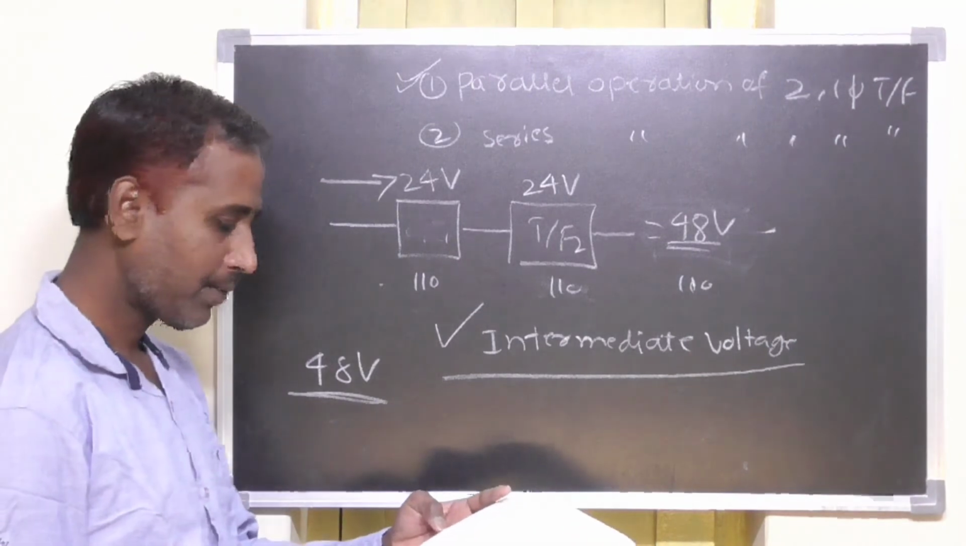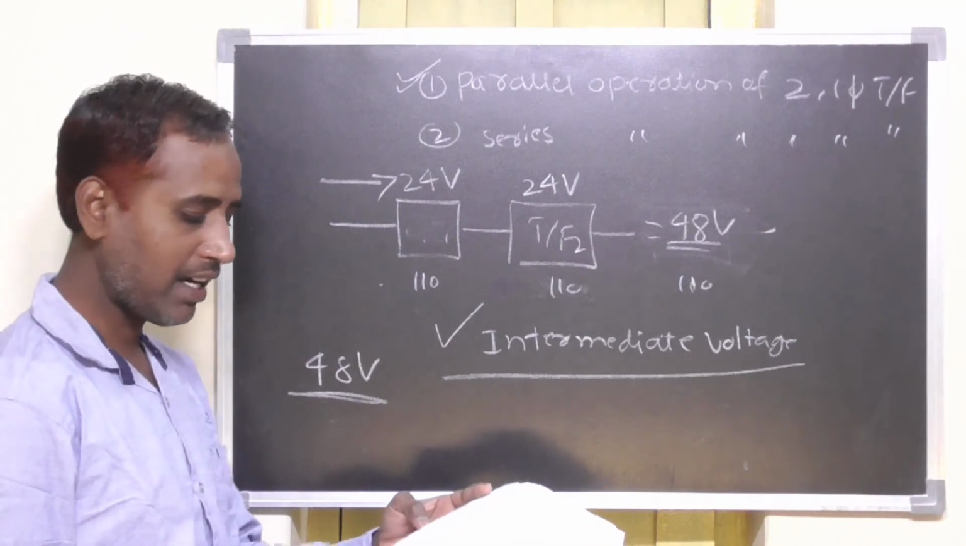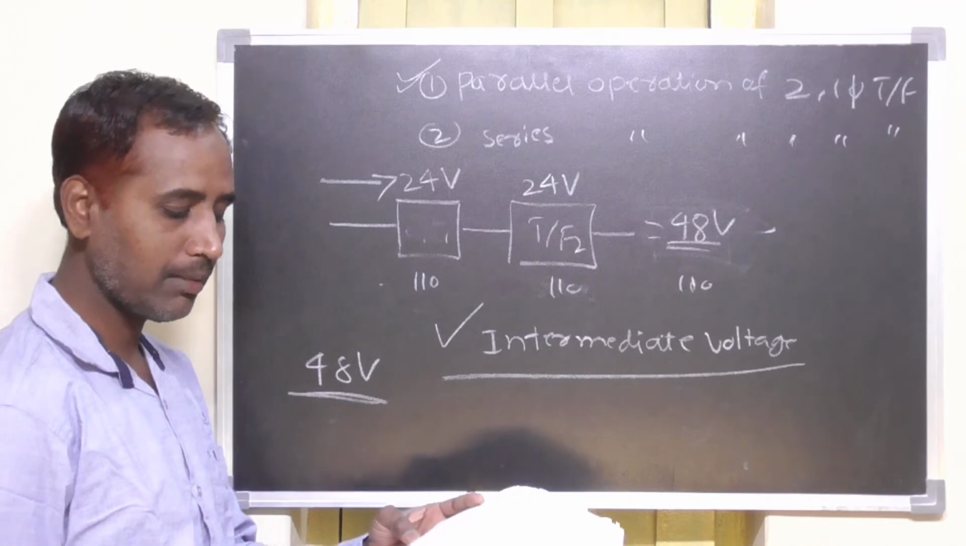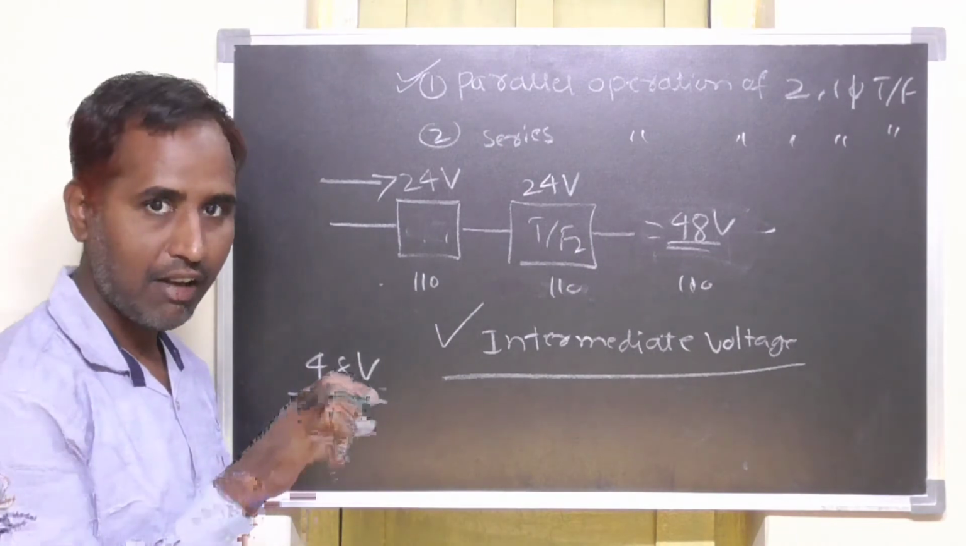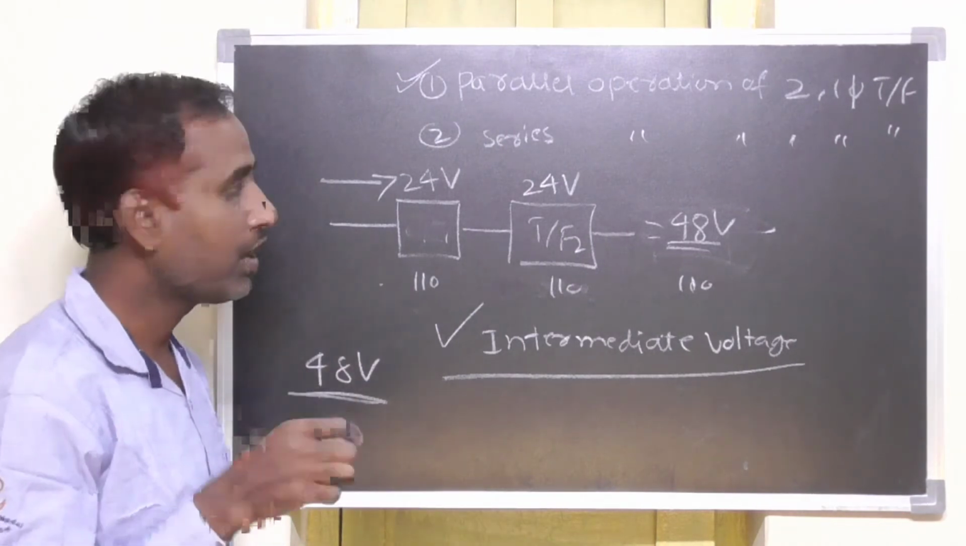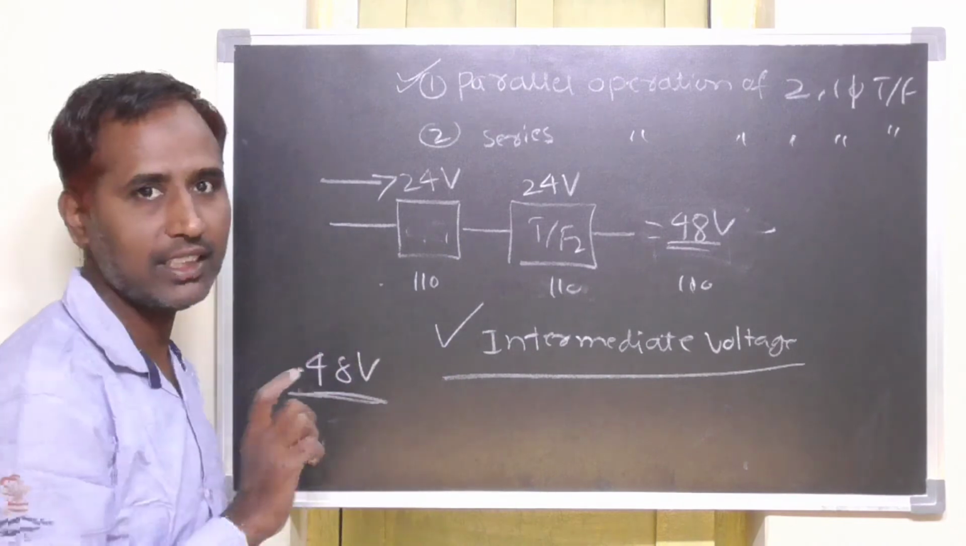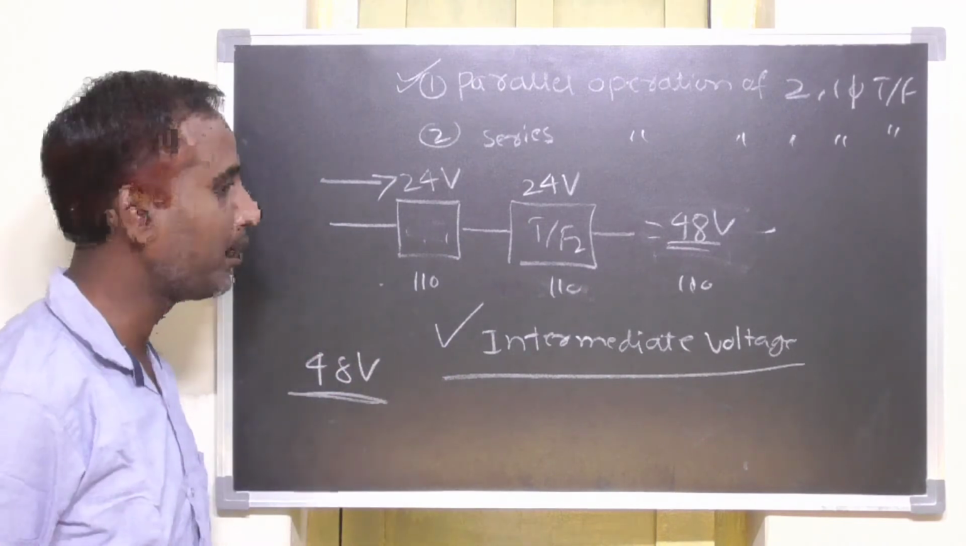Ultimately we can say that transformers are available with some standard input and output voltages. In order to get some intermediate voltage, that's why we are connecting the transformers in series. Okay friends, this is completed.